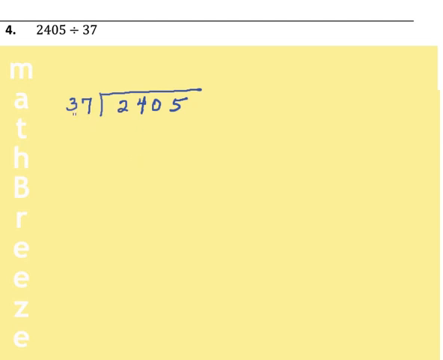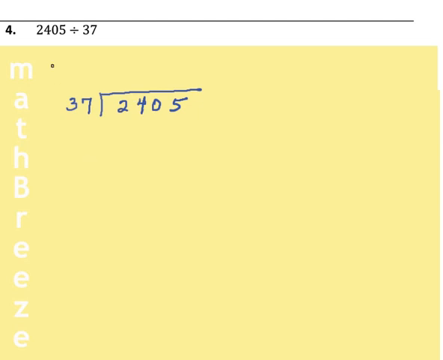Okay, so first we try 37 into 2. Obviously doesn't go even once. 37 into 24 also doesn't go in once. So keep on going, and we're going to first ask how many times does 37 go into 240.